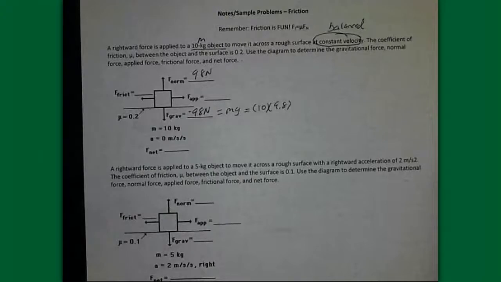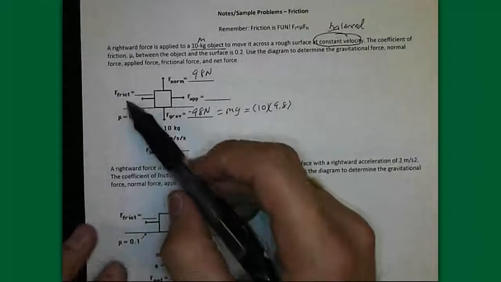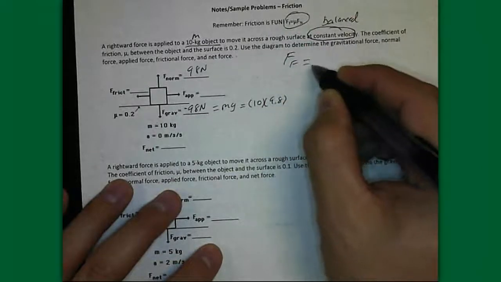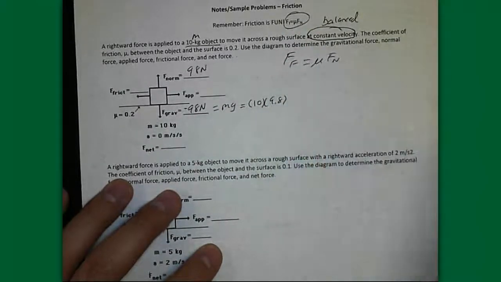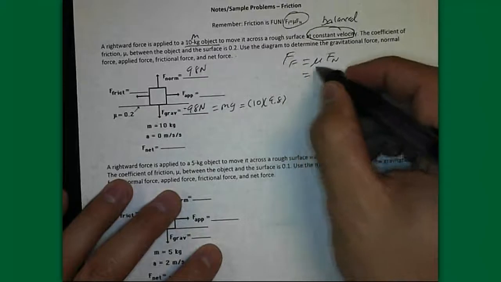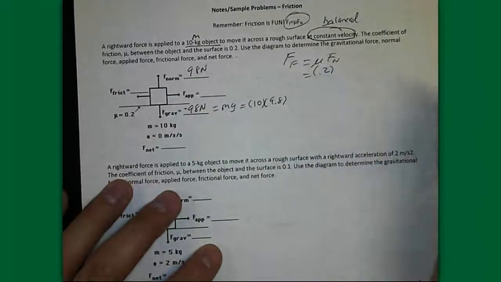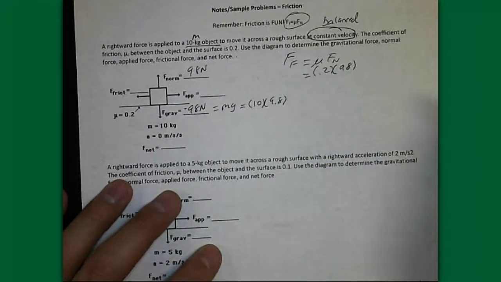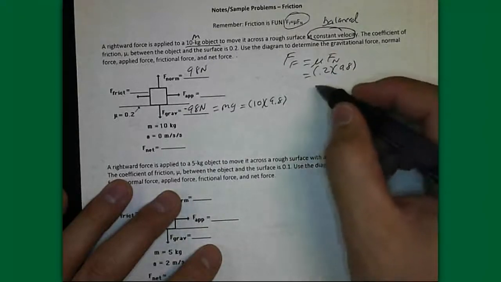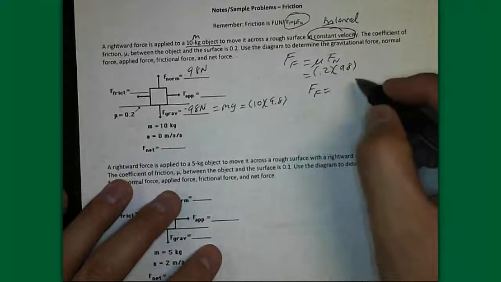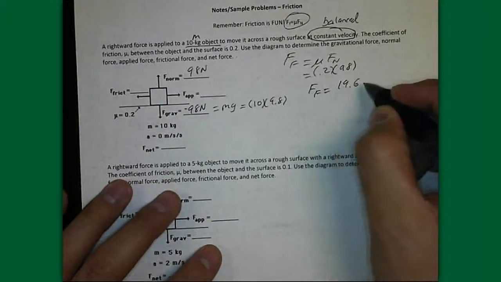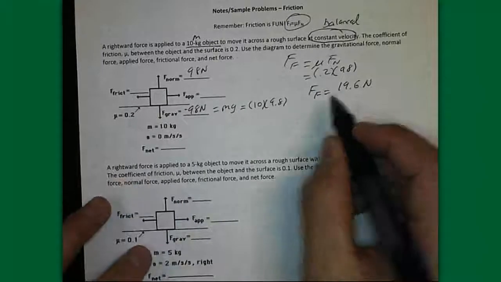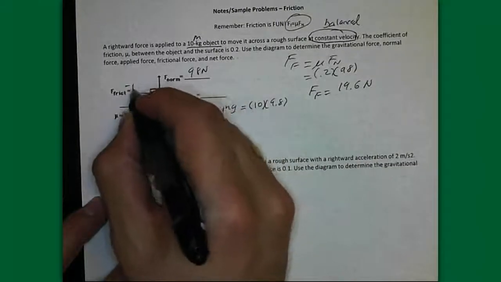So now what can I find next? Well, I know the frictional force is mu times the normal force. And I know both. They gave me the coefficient of friction, it's 0.2, and they gave me the normal force, 98 newtons. And if you do 98 times 0.2, you'll find that the frictional force is, I think it was 19.6 newtons. Yes. All right, so that goes in here for the frictional force, and it's negative because it's going to the left.